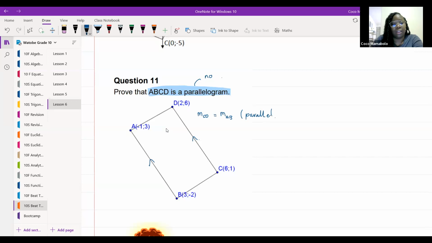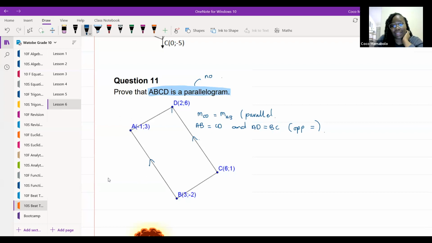Good. Excellent. I like that suggestion. Patu, when you say bisecting, what do you mean by bisecting? Lesedi also says opposite sides are equal. So we can look at the distance formula. We can see if the distance of AB is equal to the distance of CD, and if the distance of AD is equal to the distance of BC, then that indeed will show that the opposite sides are equal.